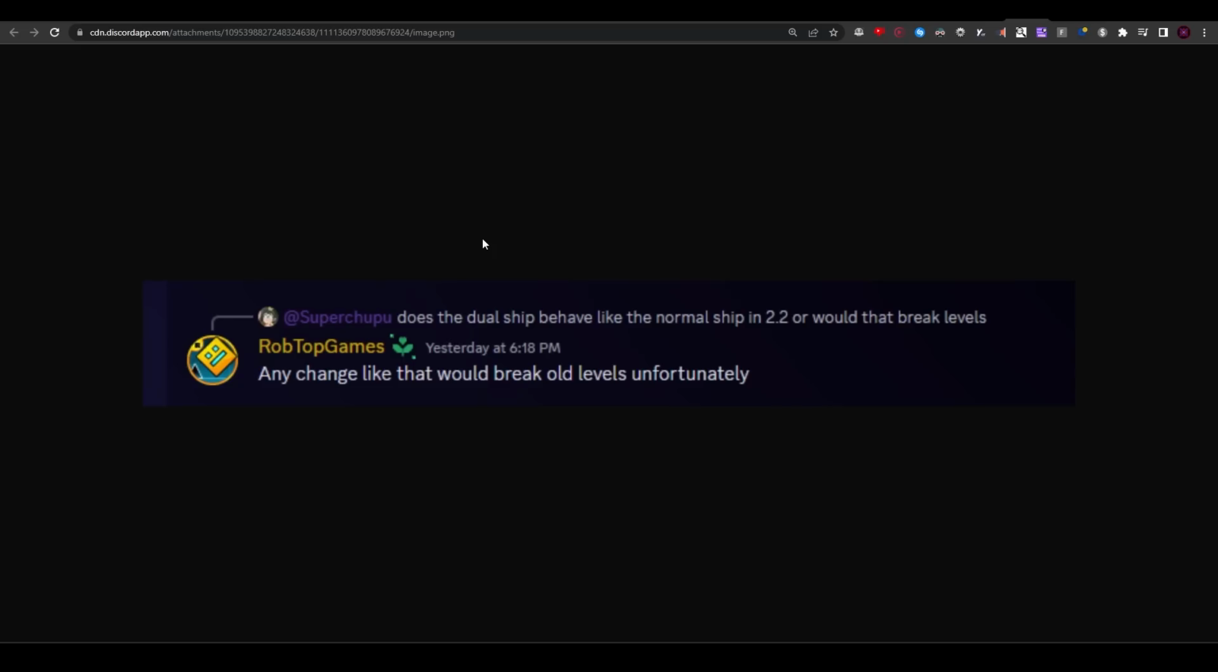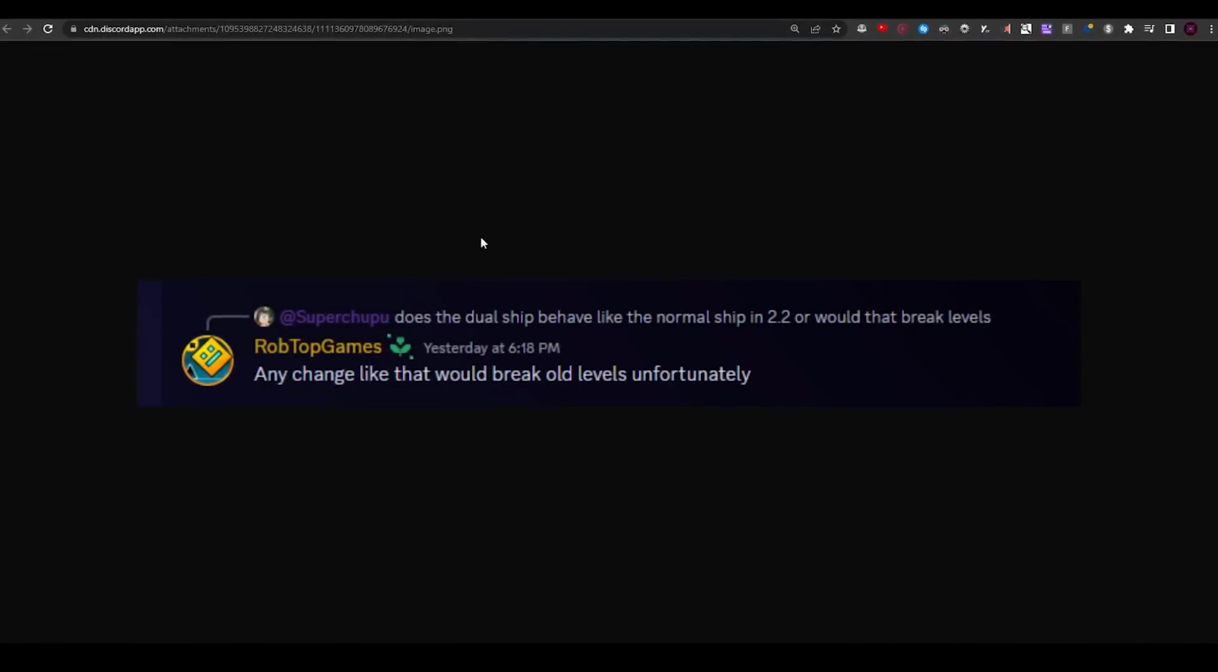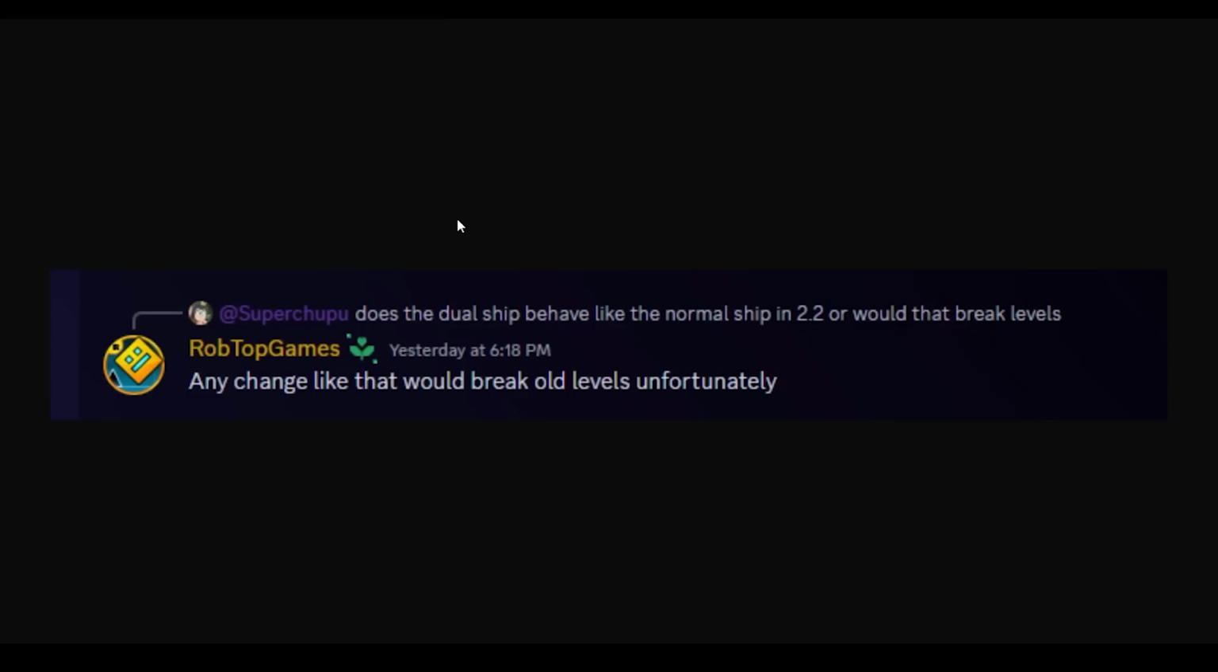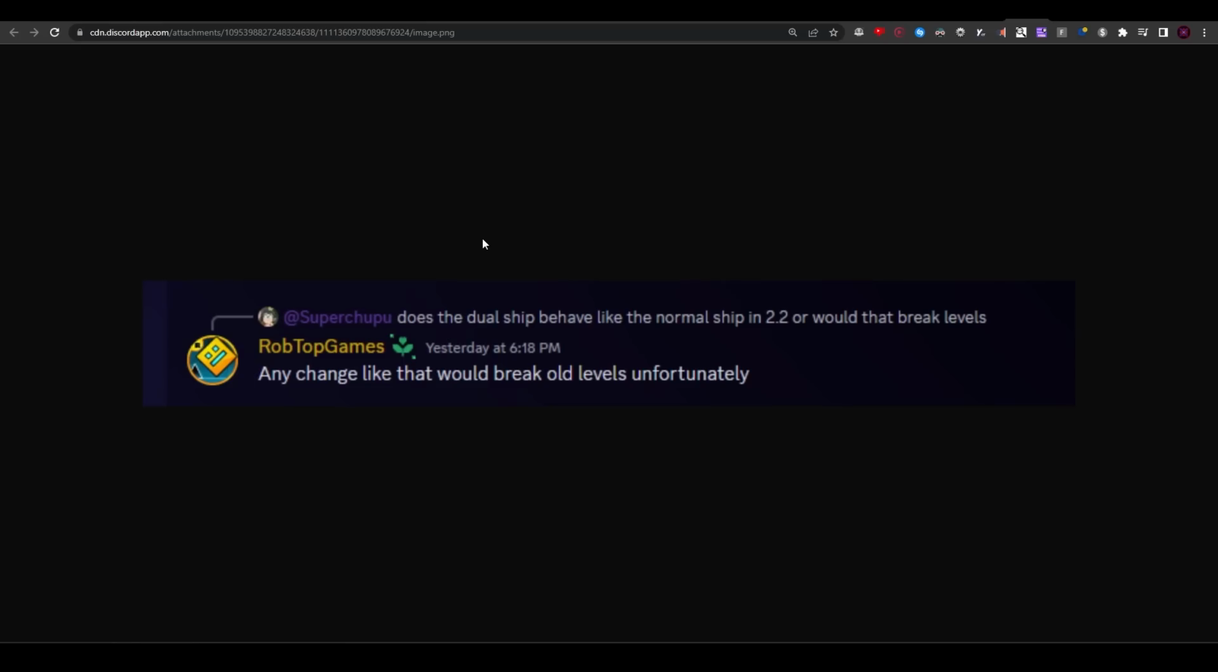And this is actually quite funny, because once you're in the dual with the chip, the second chip has quite different physics. RobTop talked about this before, and he says that he had a single symbol in his code that resulted in this. And so he cannot fix it anymore, because it would break all the levels that use this bug as a gameplay gimmick or something.